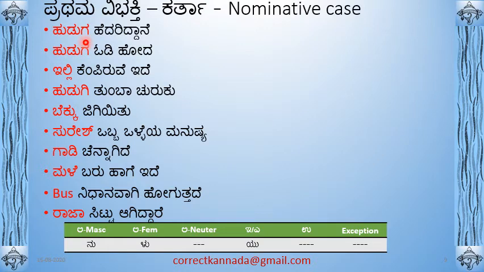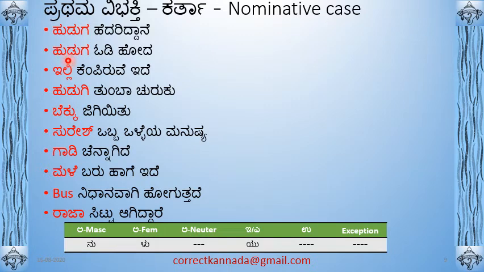Okay, Huduga hedariddane. So Huduga is boy. Hedariddane is the verb for it. It says he got scared, right? The boy became scared. Forget about the verb, we are learning nouns. So Huduga, the boy. You don't have any suffix, as the word boy is used here as the subject and therefore it doesn't need any suffix.